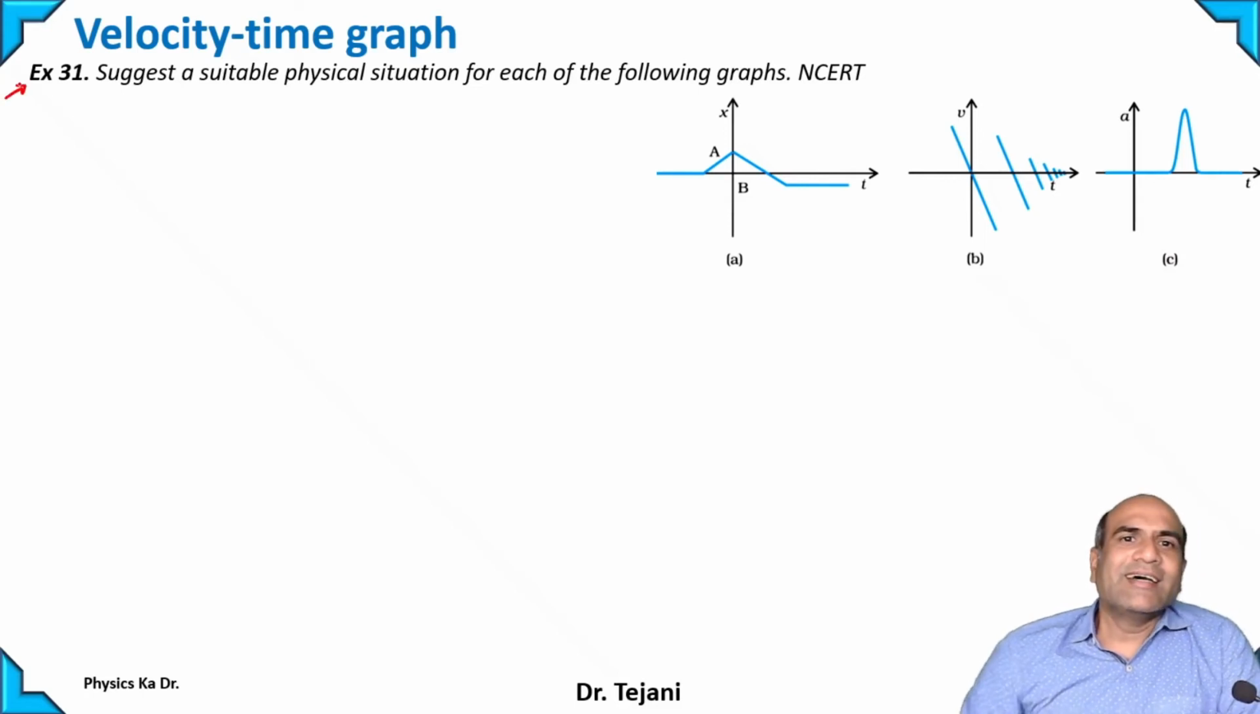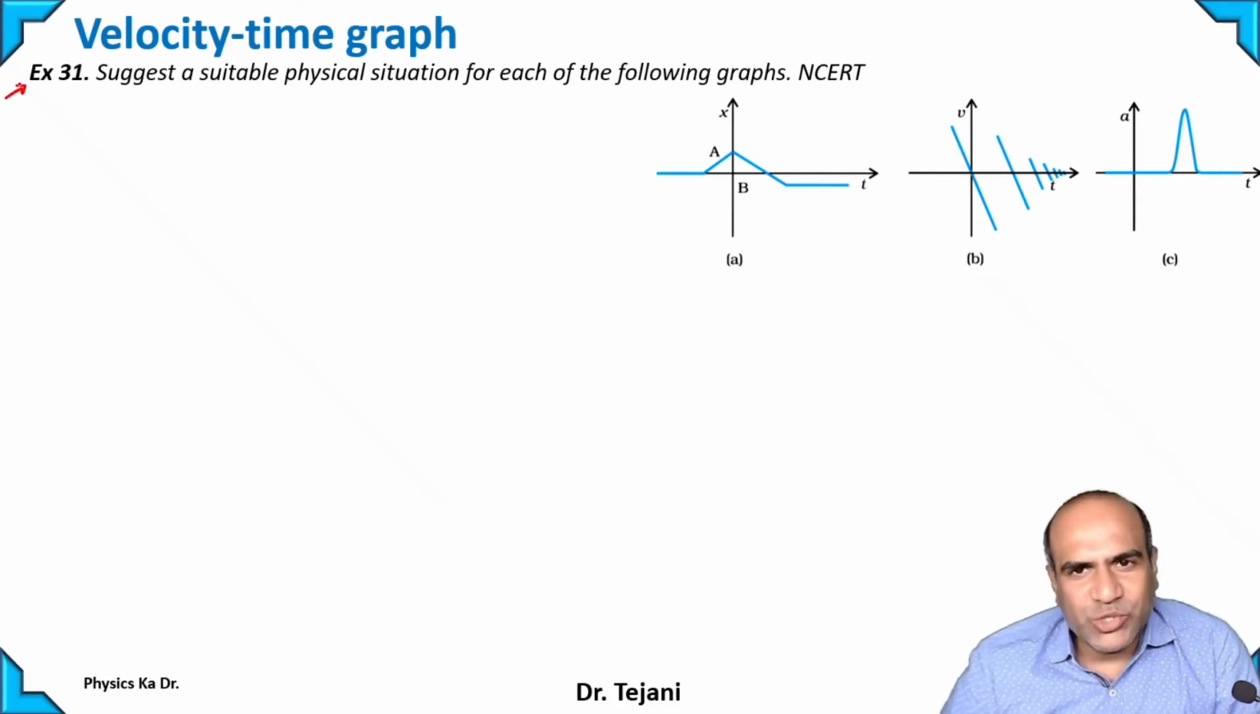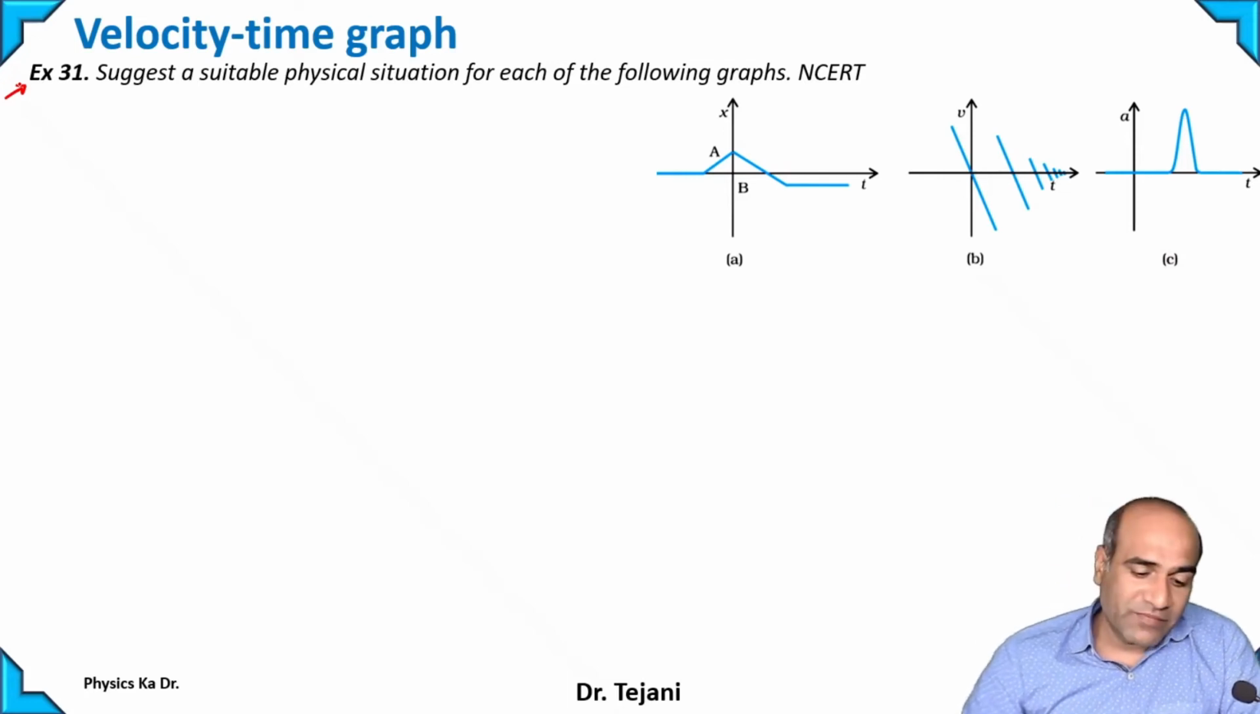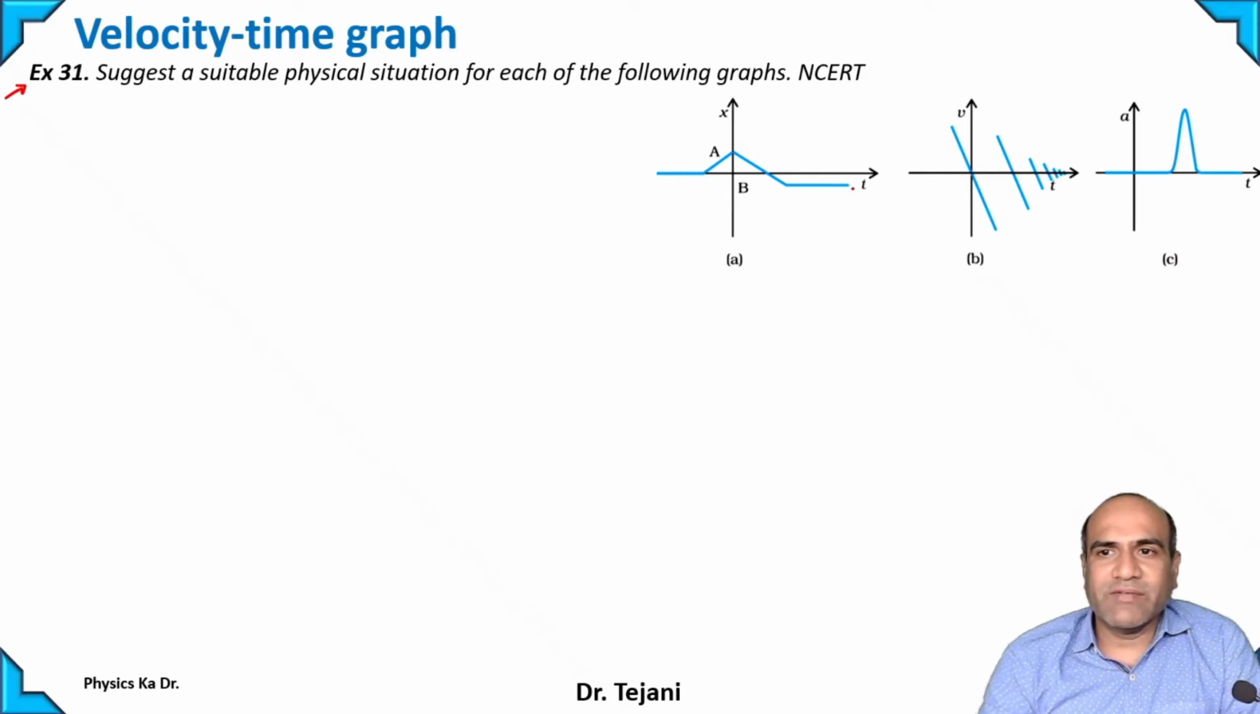So we have one more example from the NCERT book. Suggest a suitable physical situation for each of the following graphs. So graph number one, it is having t somewhere here. T is less than 0. Fine.